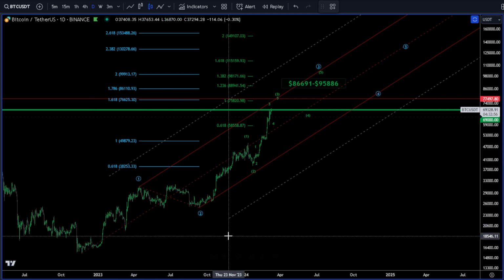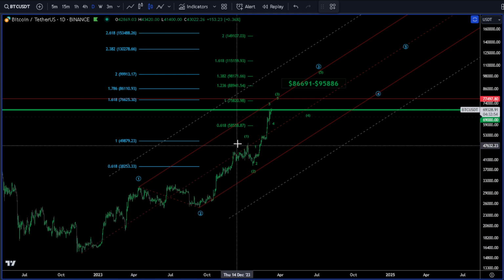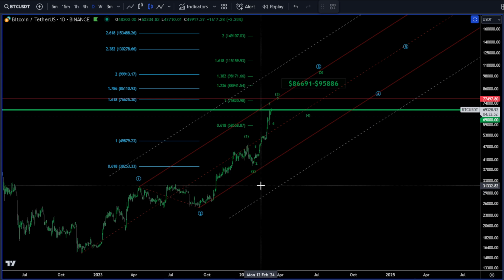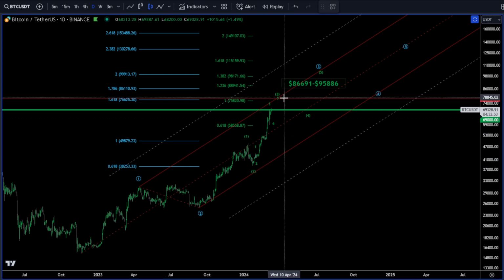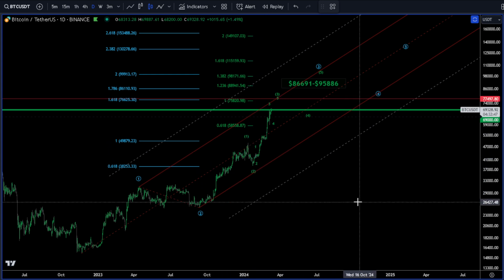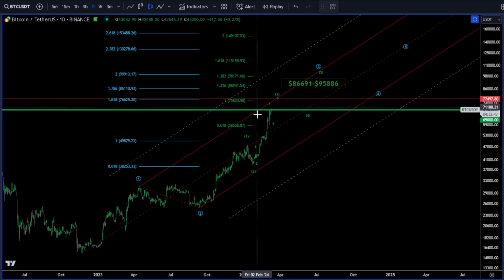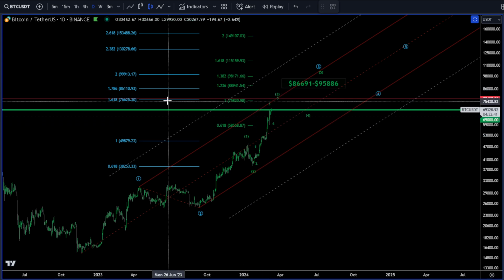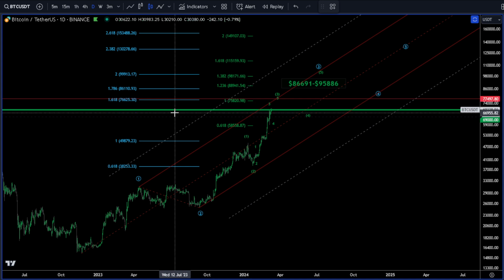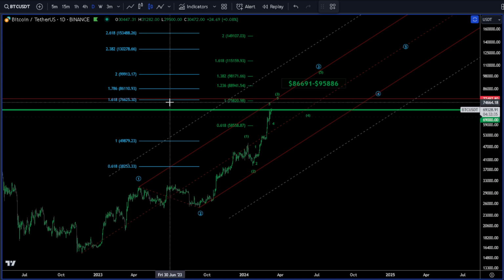We had a 1-2 in blue. We had a smaller 1-2 on the next time frame, and we're working on the third wave of that second 1-2 currently. Now, looking at targets on this, you can see it looks like it doesn't make any sense. Like our third wave in blue should be at 76,025. This is on log scale.